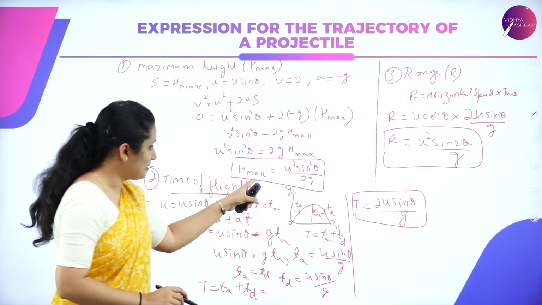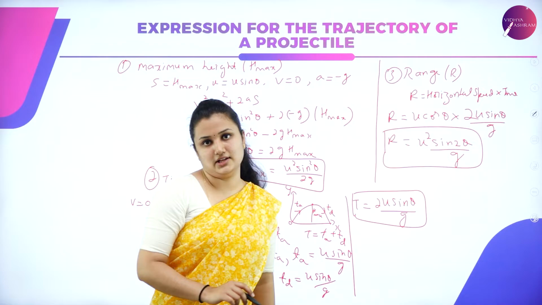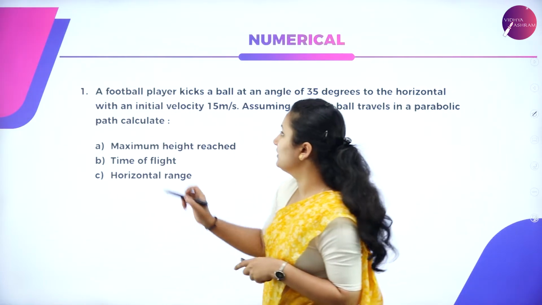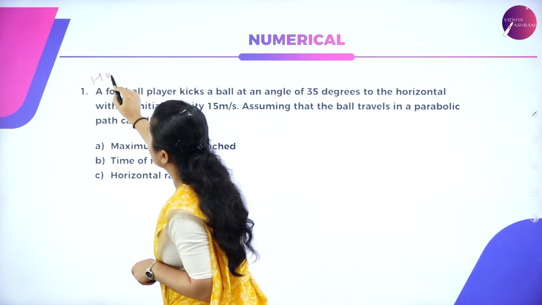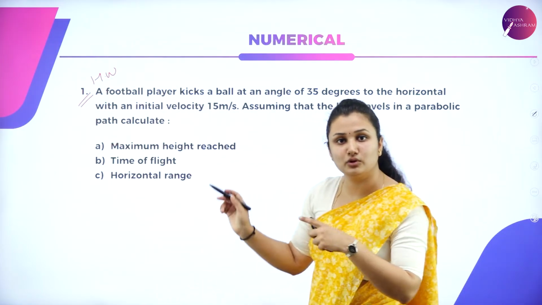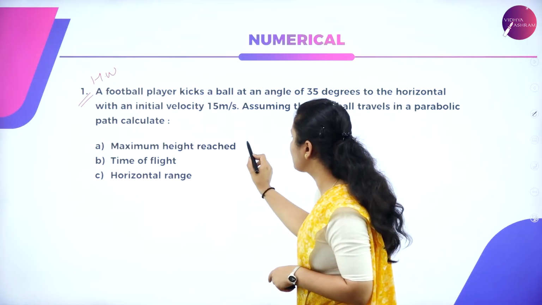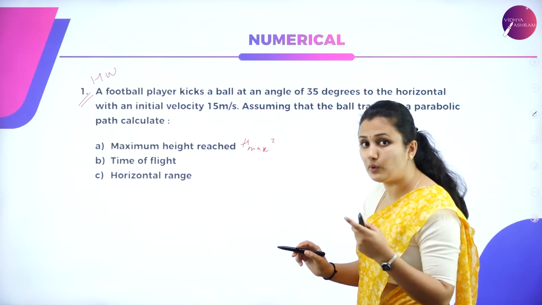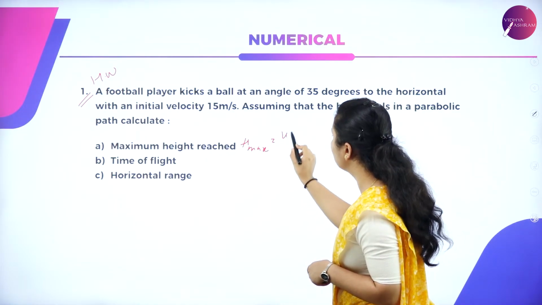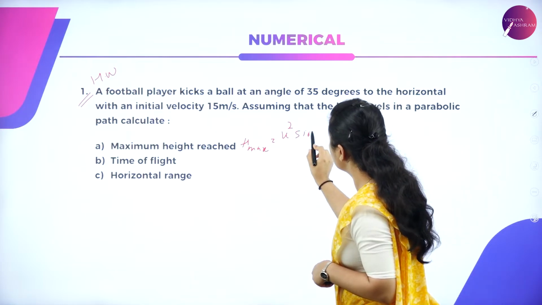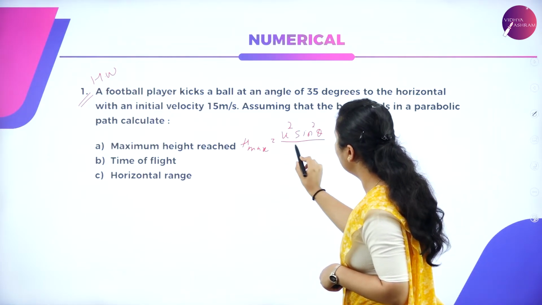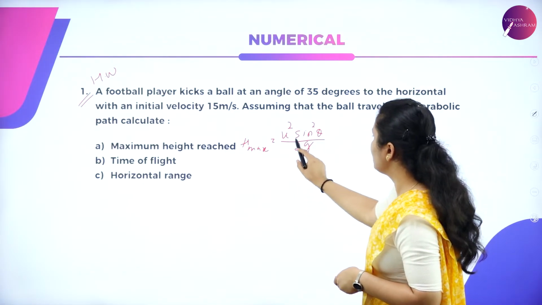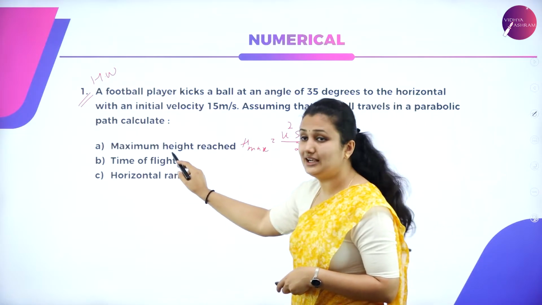So you got to know what is the maximum height, time of flight, and you have range. Next I have a numerical which has to be solved by you. So try to solve this numerical. You got to know the equation to calculate maximum height. H max is equal to u square sin square theta divided by 2g, to calculate maximum height.